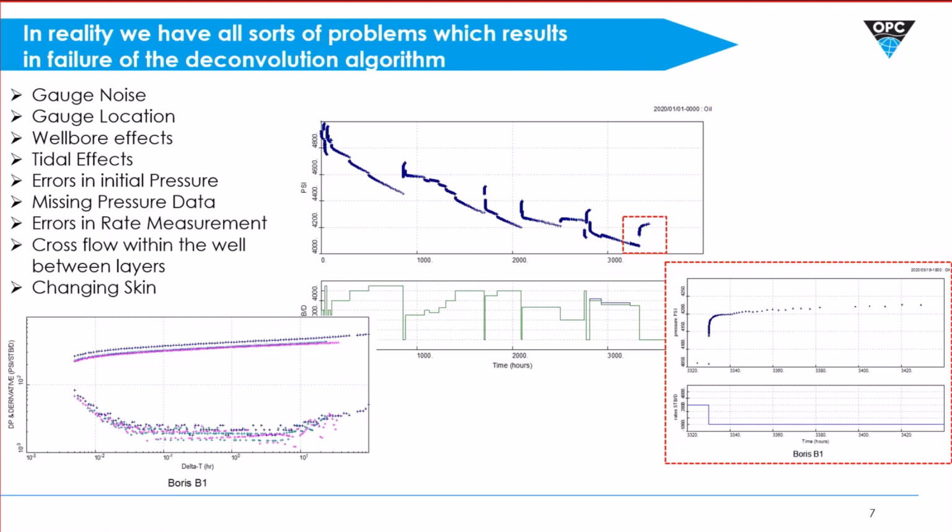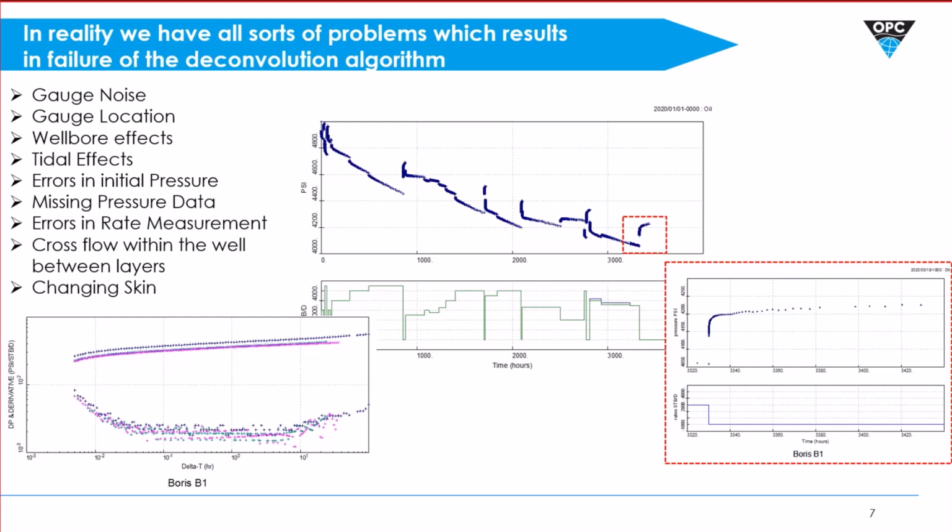We can have errors in initial pressure. We may have our downhole gauge, but at the start of production, you may still have wellbore completion fluid there, and you're not really reading true reservoir pressure, and that may mislead you. And we might have missing pressure data. So in long-term surveillance, your gauge might fail downhole.